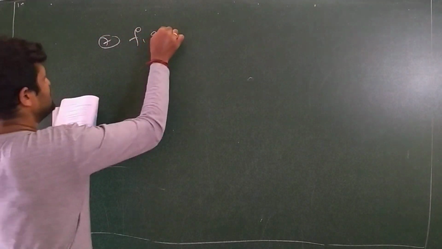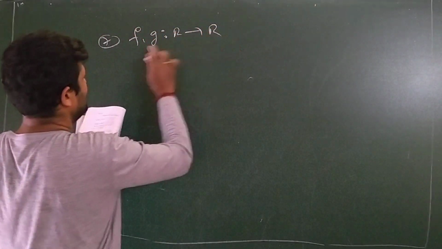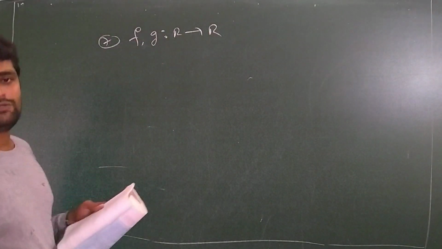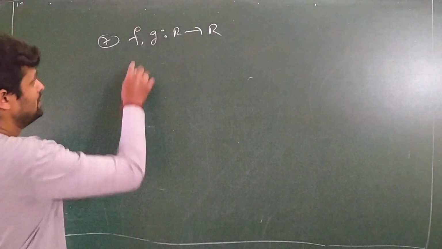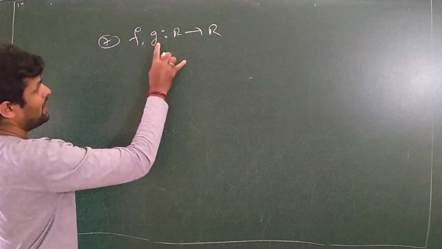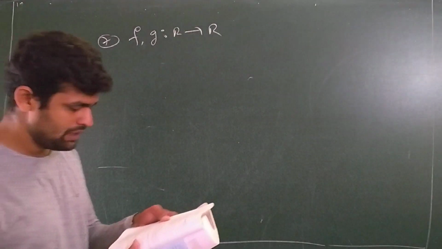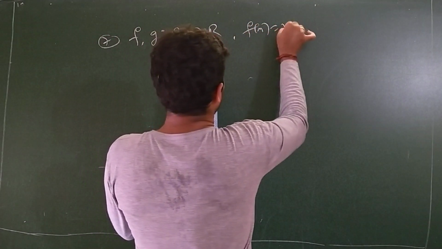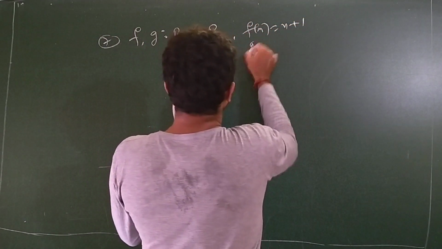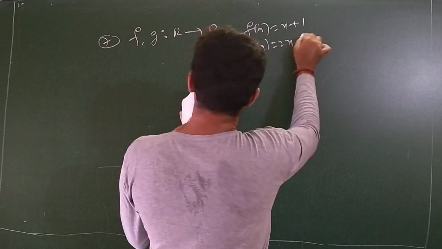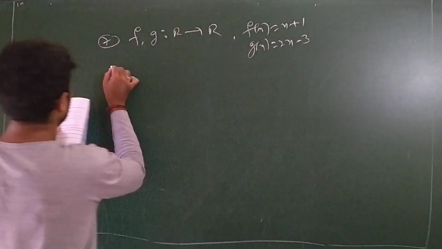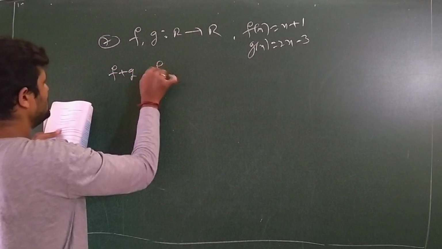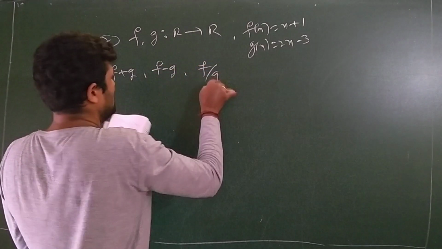Question number 7. I will not solve this. F and G from R to R. What is the meaning of this? There are two functions. F is a function from R to R and G is a function from R to R, defined by f of x is equal to x plus 1, g of x is equal to 2x minus 3. Find f plus g, f minus g, f by g.